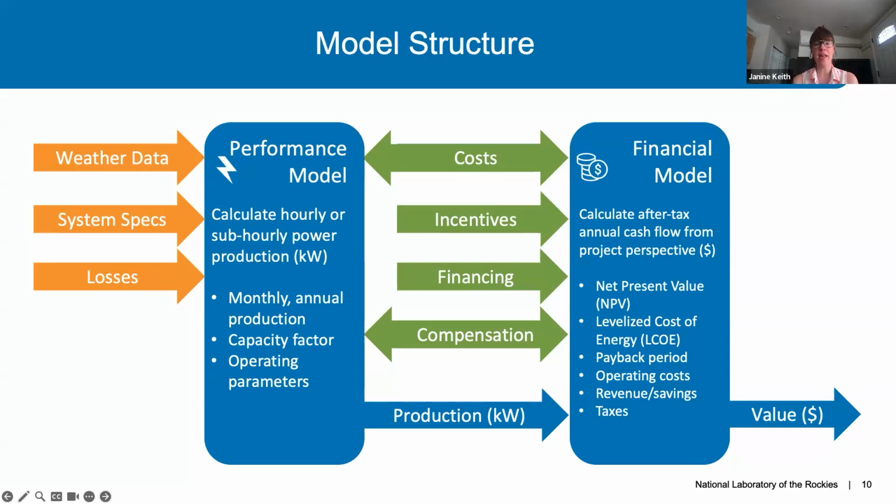And you'll see that I do like to highlight in this structure the top and bottom green arrows, the costs and the compensation, used to be strictly inputs to the financial model. But with storage technologies, whether that's electric battery storage or thermal storage, the costs and compensation actually are also fed into the performance models to make the most intelligent choices about dispatch based on revenue options.